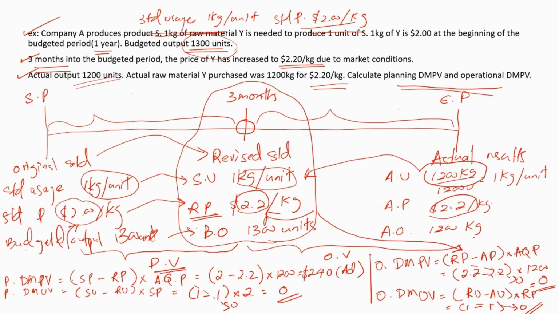So here it should be the standard price minus actual price multiplied by actual quantity purchased. The standard price has been revised. That is why we use the revised price here. For the direct material usage variance, what is the equation? It is standard usage minus actual usage multiplied by standard price. Since the standard is revised, we use the revised usage and the revised price.